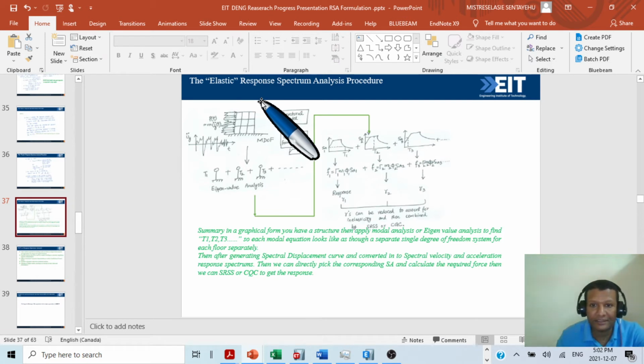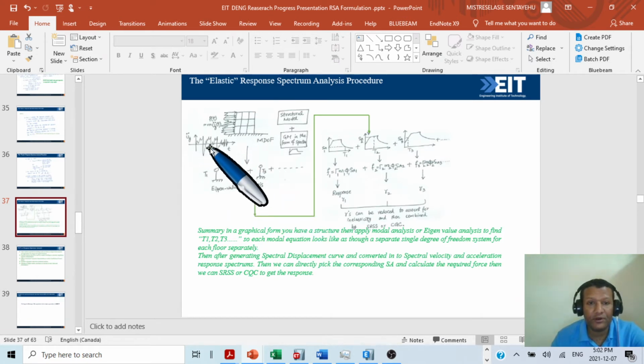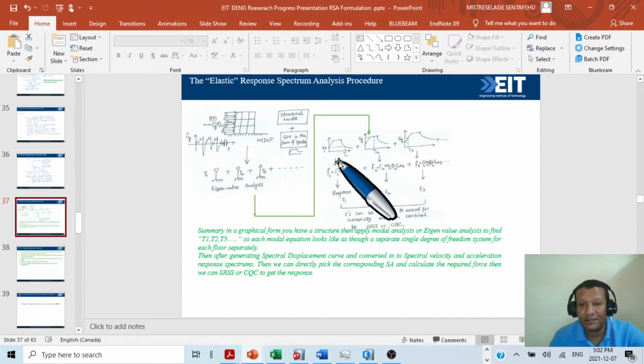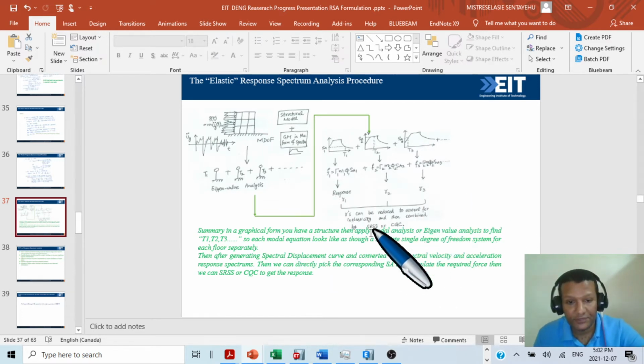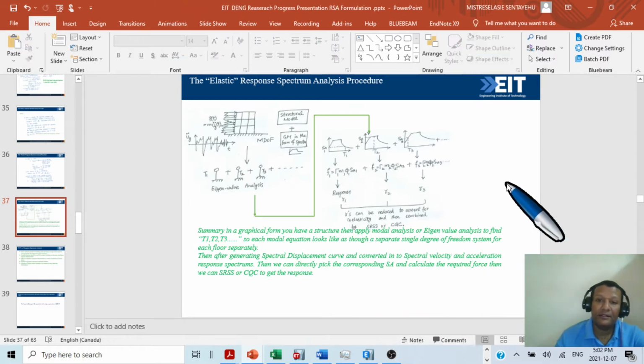So to finalize this issue, as we discussed, we have the ground motion, then we have our building, then we change it into the effective force, m times ug double dot. Then this is the structural model, then eigenvalue analysis gives the time period for the first mode, second mode, third mode. Then we come here and find the spectral acceleration for the first, then the second, then the third mode. Then we find the forces F1, F2, F3. Then we find the responses. Then we combine them with SRSS or CQC. This is the final procedure.